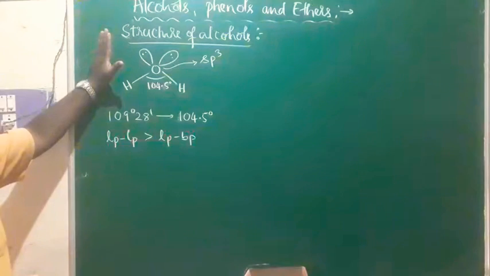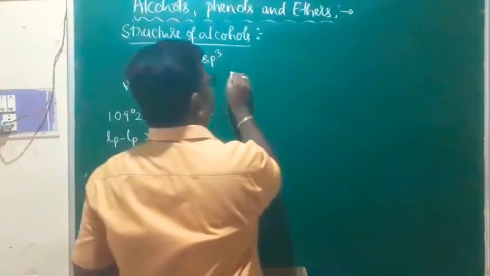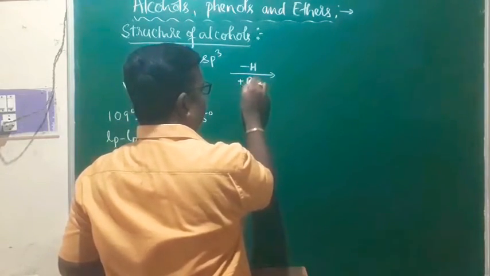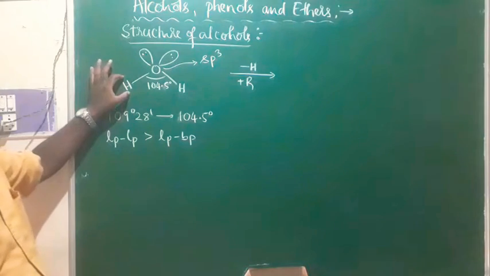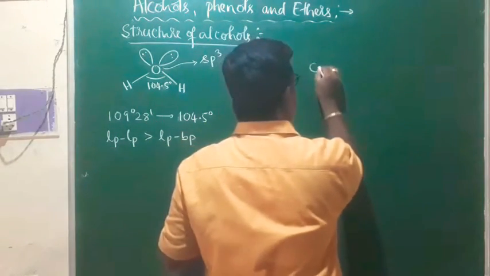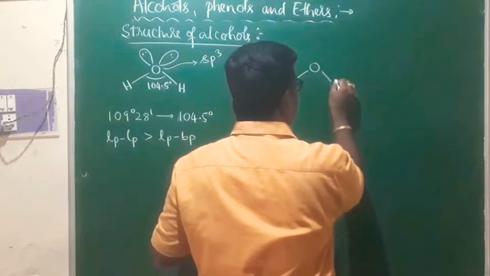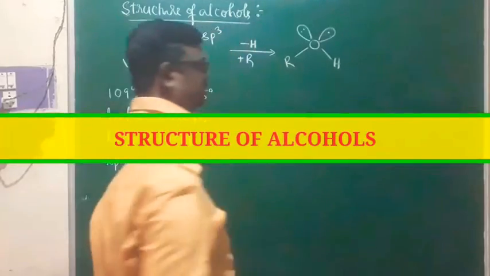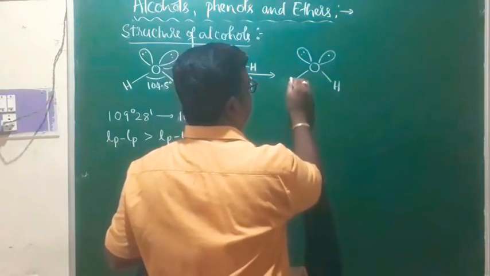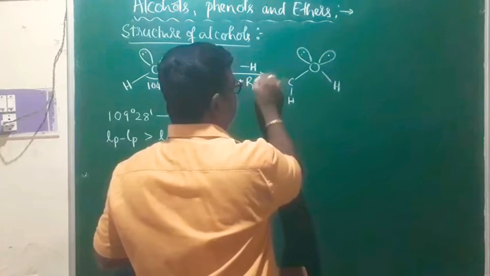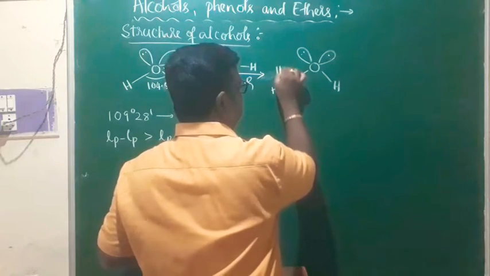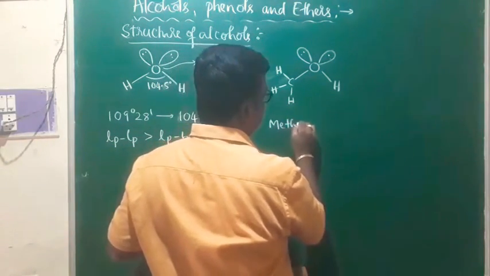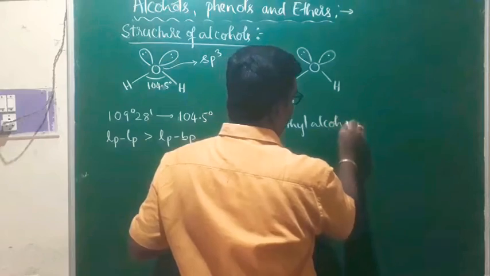Friends, in order to study the structure of alcohols, note that alcohols can be obtained by replacing one hydrogen atom of water by an alkyl group. Look at this. Simply replace one hydrogen atom of water by an alkyl group, that is R, so it is R-OH, with the two lone pairs on the oxygen. In the place of R I keep CH3, the methyl group. This is what we call methyl alcohol. I take this as a reference to study the structure of alcohols.